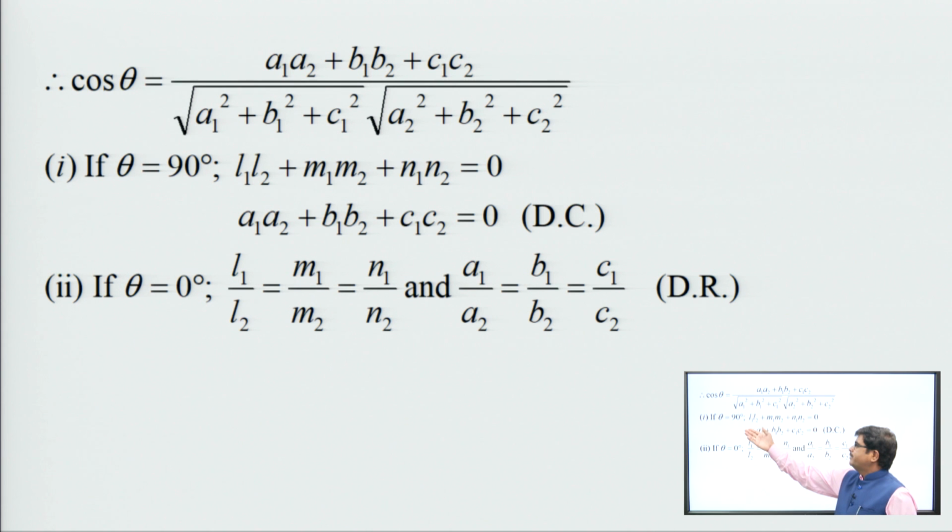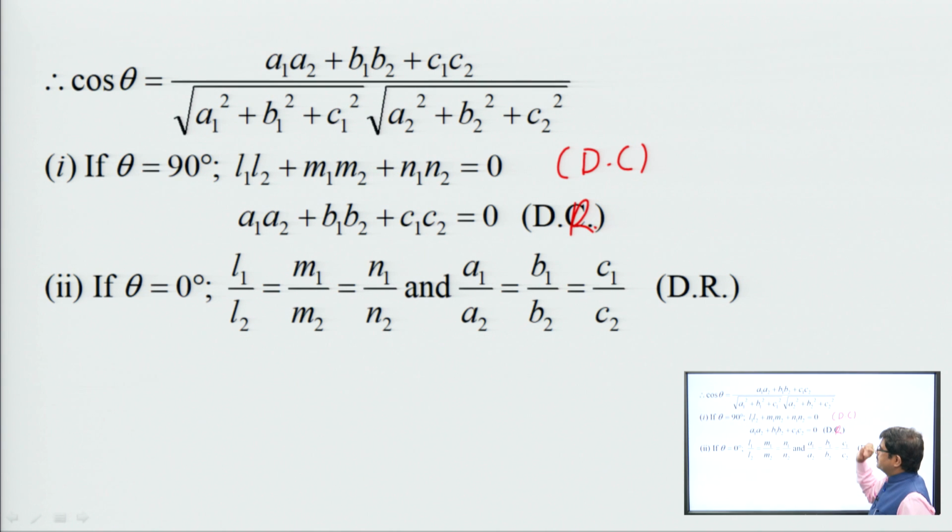Two cases arise. If theta is equal to 90, then L1 L2 plus M1 M2 plus N1 N2 is equal to 0. This is for direction cosines, and for direction ratios, A1 A2 plus B1 B2 plus C1 C2 is 0. If theta is equal to 0, then L1 upon L2 is equal to M1 upon M2 is equal to N1 upon N2 in case of direction cosines, and A1 upon A2 is equal to B1 upon B2 is equal to C1 upon C2 in case of direction ratios.